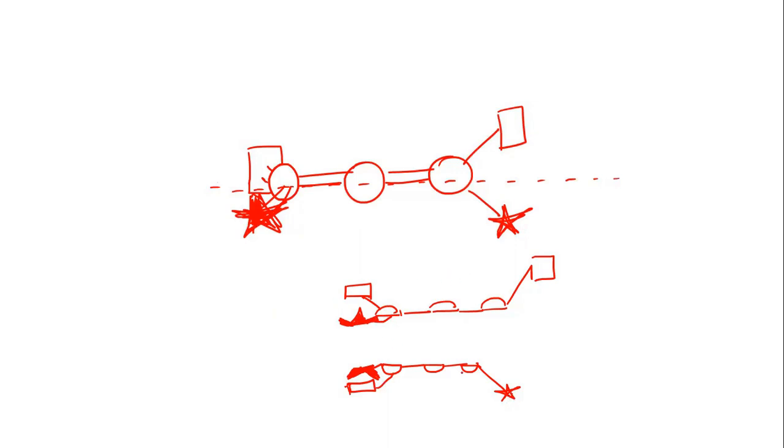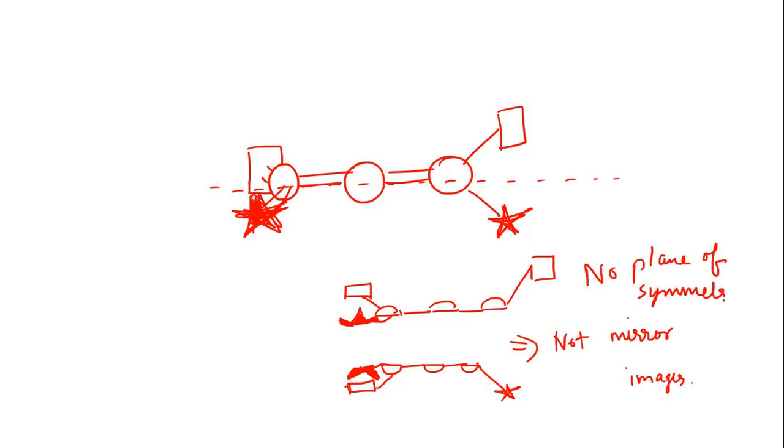You see, are these two mirror images? They are not mirror images. In the horizontal plane, there is no symmetry. If it is symmetrical, they will be mirror images. They are not mirror images, so they are not symmetrical, which means no plane of symmetry. If they don't have a plane of symmetry, then they are optically active. Simple.